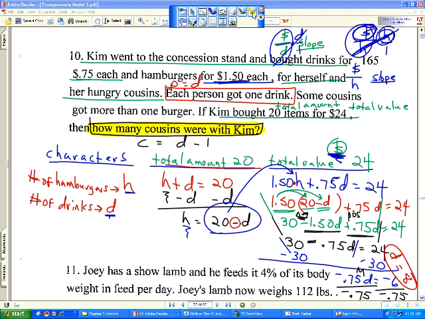So there's 8 total drinks. There was 1 person per drink. That means there was 8 people. If you want to know how many cousins were with Kim, not including Kim, she had 7 of her cousins with her. If you include her, then you would have put 8. Any questions on that?